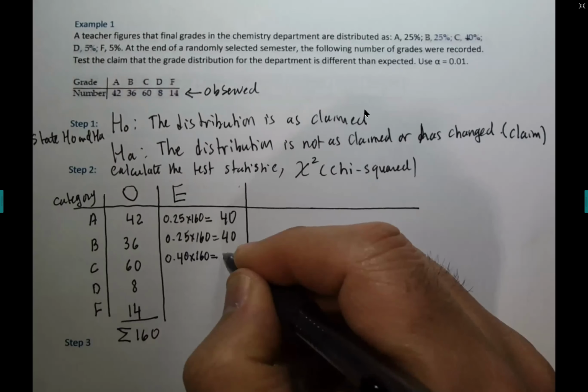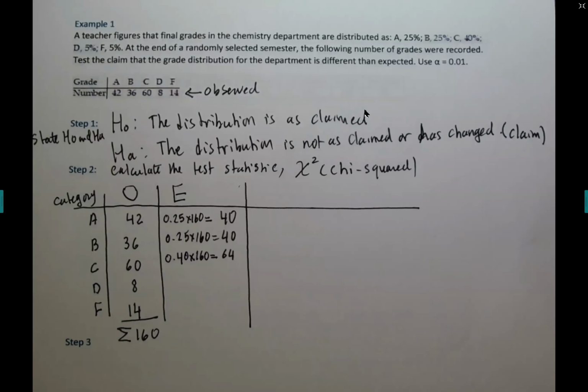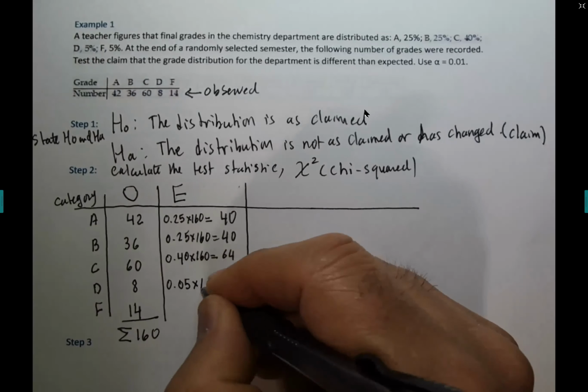Which is, if you multiply, 64. Exact. Oh, it looks close too. So I'm feeling that I don't think we're going to be able to reject the teacher's claim that it is 25, 25, 40, 5, 5. We'll see. D, 5%. Okay, 5%, guys, 0.05 times 160.